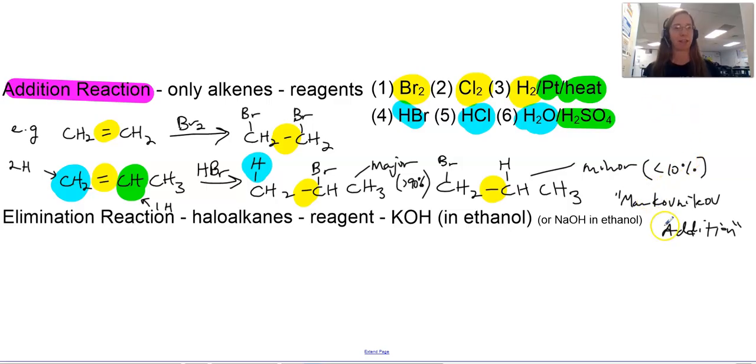And I like to think of the Markovnikov rule as the hydrogens are best friends with the hydrogens. So the hydrogen will go to the spot that already has more hydrogens. They're attracted together, or they're in love. Aw, so cute.